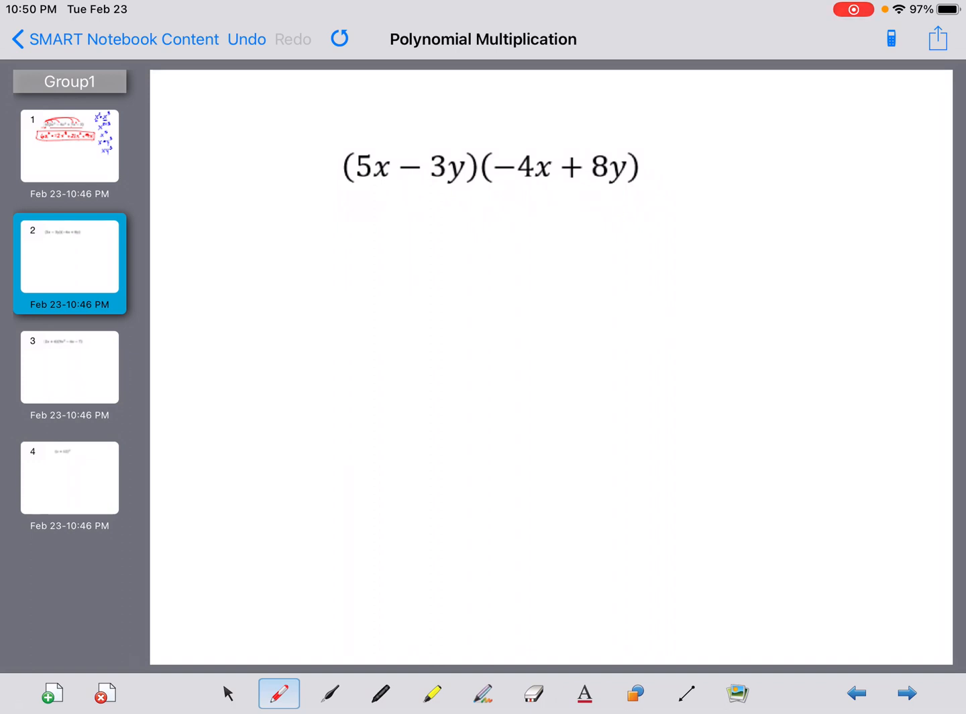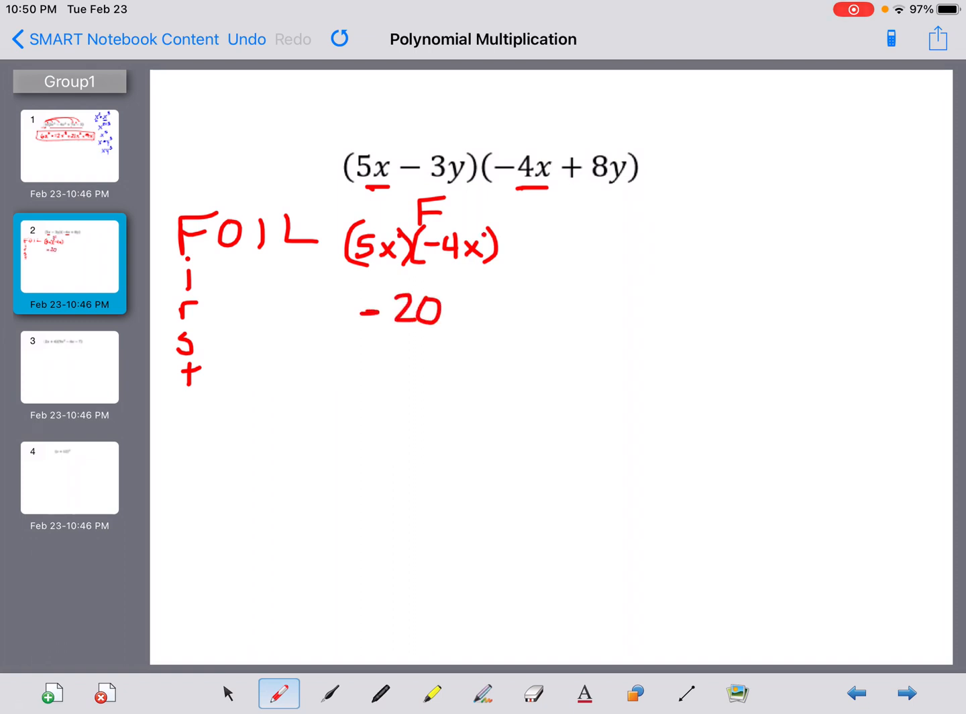So one method is called the FOIL method. And FOIL, the first F means multiply the first 2 terms together. So I multiply the 5x times the negative 4x. I'm going to show more work than you would ever need to show here, so you kind of see it. This is my F, and I get negative 20. Those invisible ones make it x squared. The O stands for the outsides, so the ones on the outside. So on the outside, I have a 5x and a positive 8y.